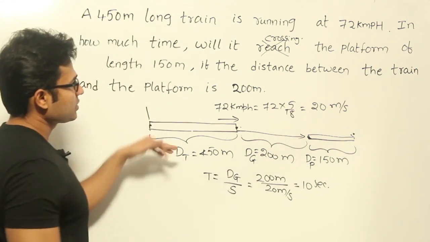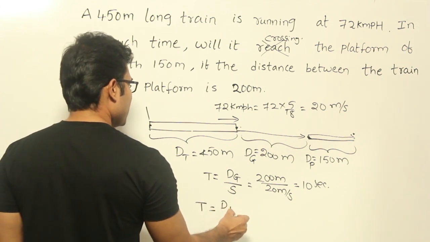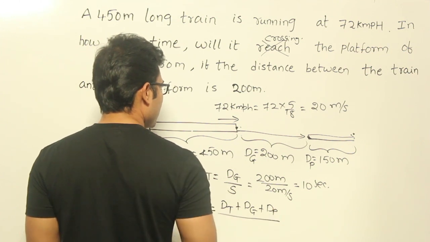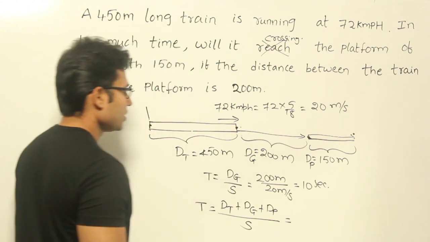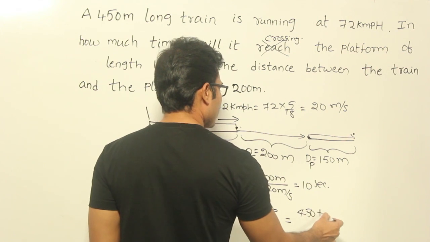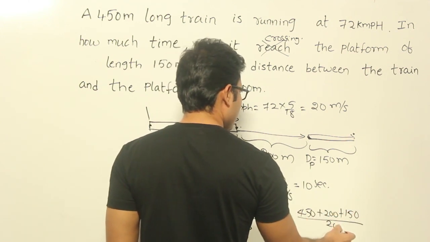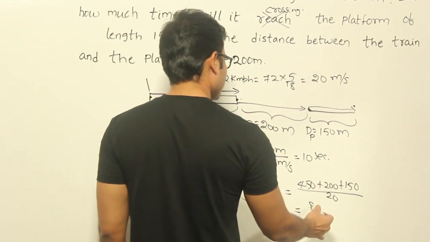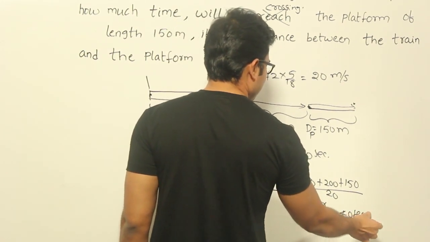Therefore, if the question is about crossing, then the total time taken will be equal to dt plus dg plus dp divided by the speed of the train. Now what is this? 450 plus 200 plus 150 divided by 20. So it is going to be 800 divided by 20, right? So it is going to be 40 seconds.